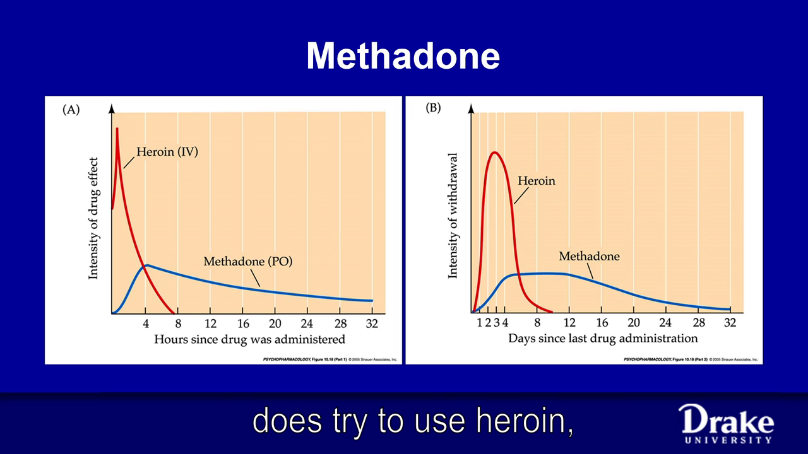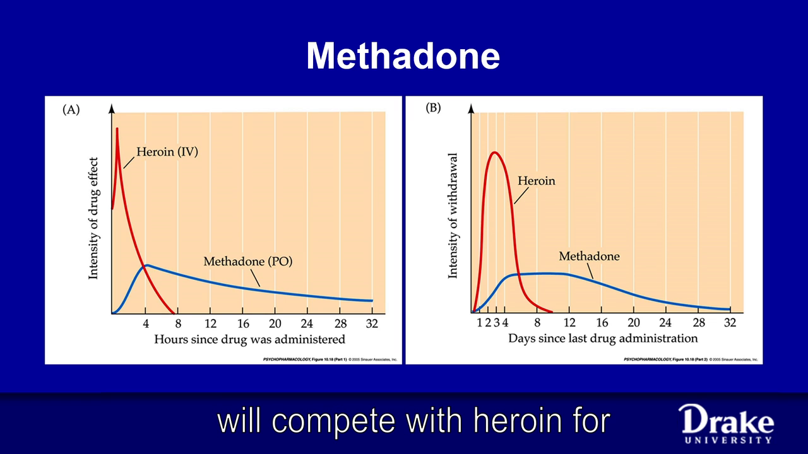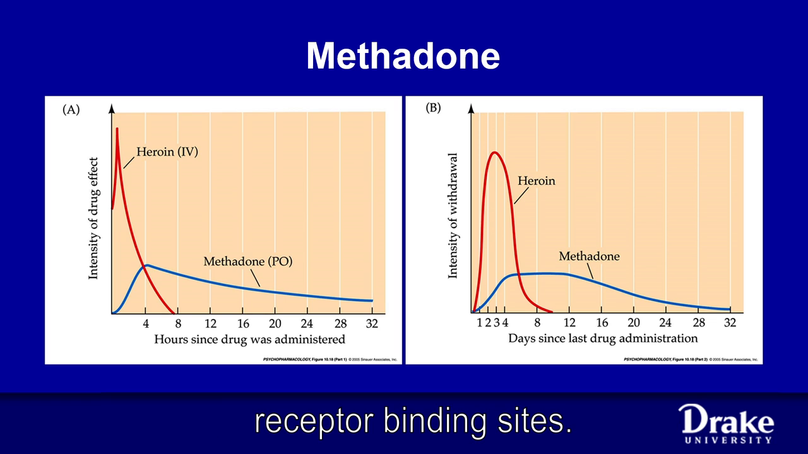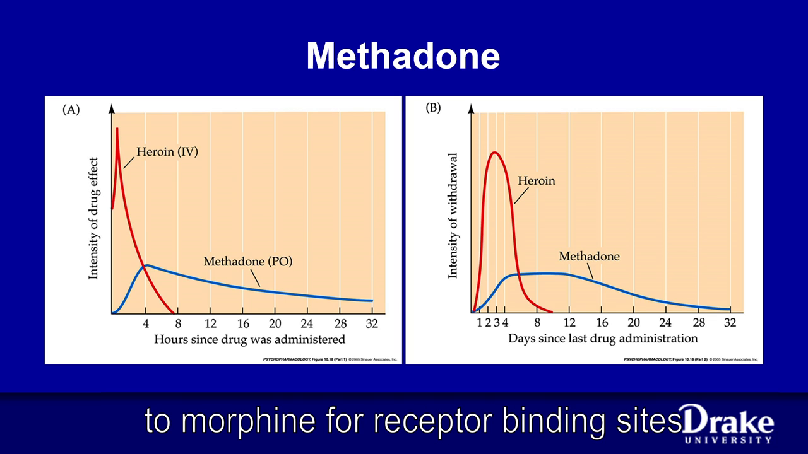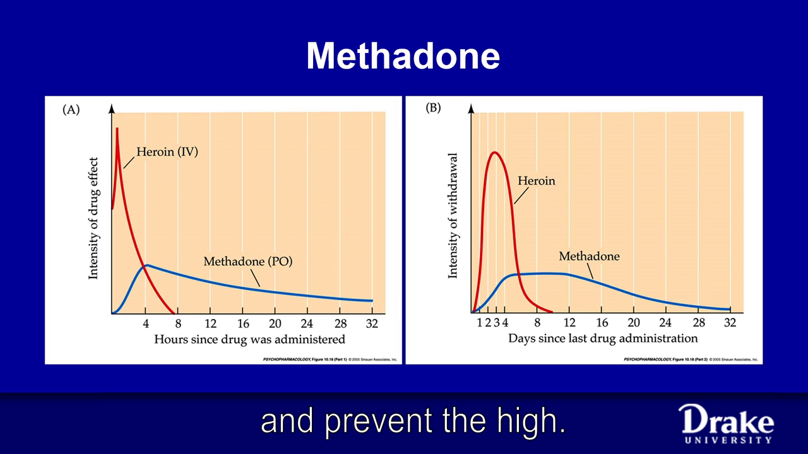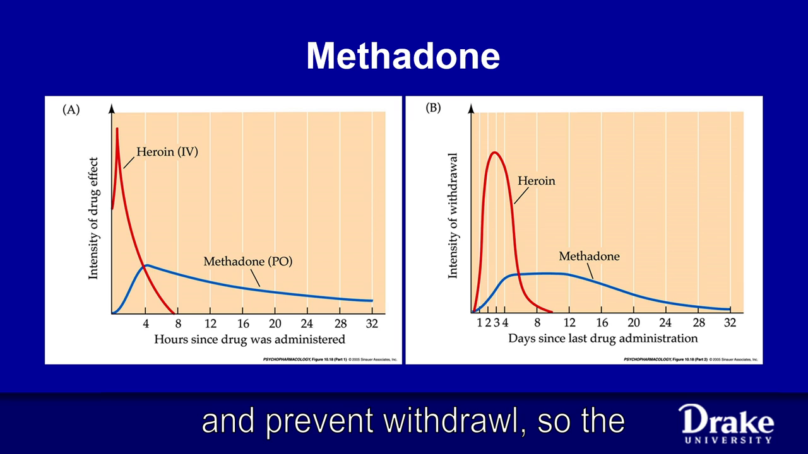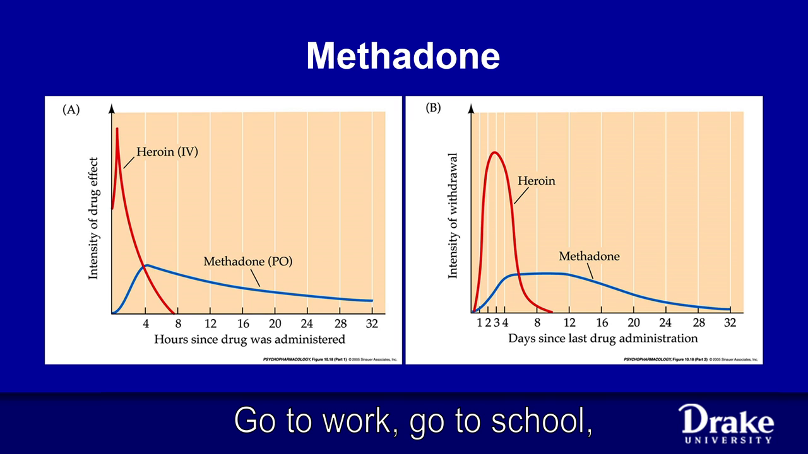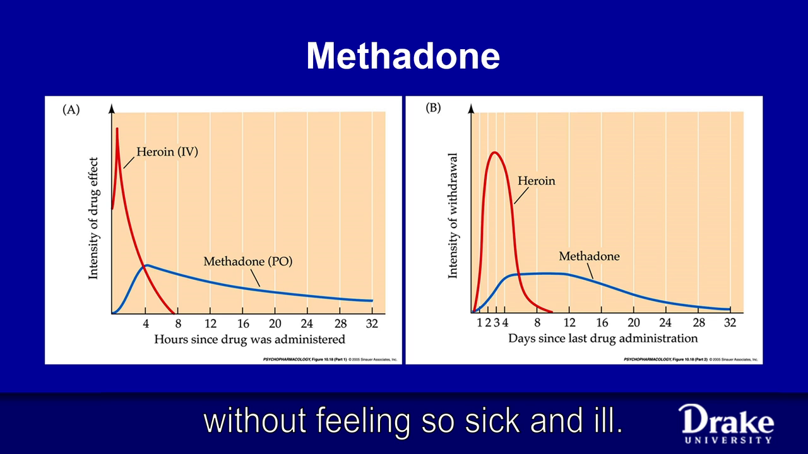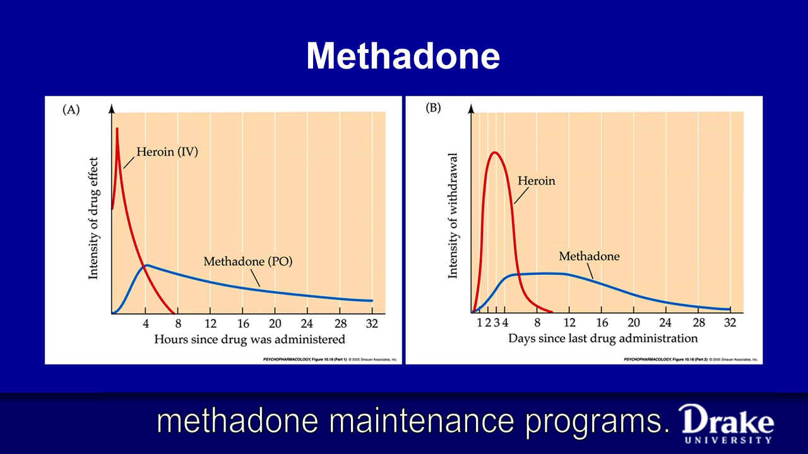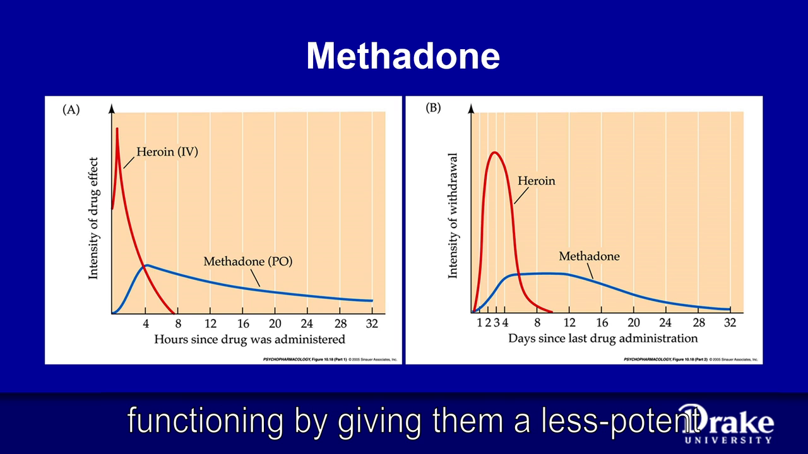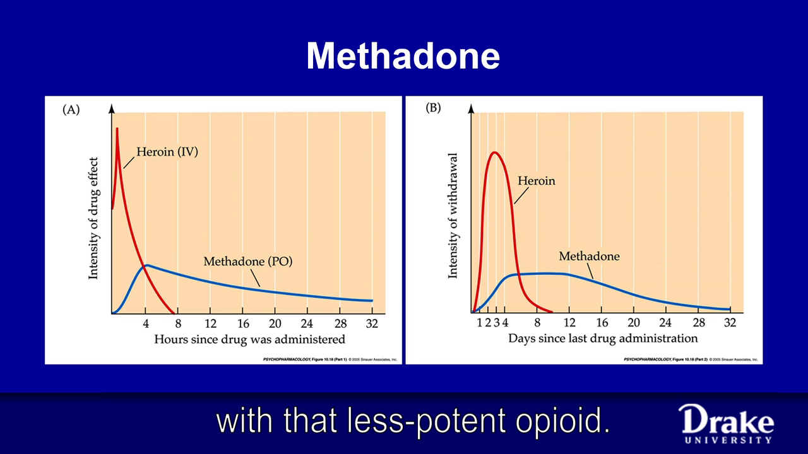And furthermore, if the patient does try to use heroin while on methadone, methadone will compete with heroin for receptor binding sites. To be more precise, it will compete with heroin converted to morphine for receptor binding sites and prevent the high. So we don't get the high with the methadone, but importantly, when the methadone is there, we stave off withdrawal. So we can provide a drug that doesn't produce as strong of a high and prevent withdrawal so that the patient can function in life, go to work, go to school without feeling so sick and ill. So this is why it's referred to as methadone maintenance programs. We're maintaining the individual's functioning by giving them a less potent opioid and preventing the withdrawal with that less potent opioid.